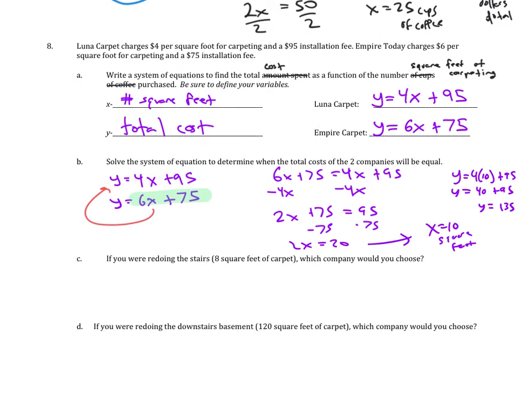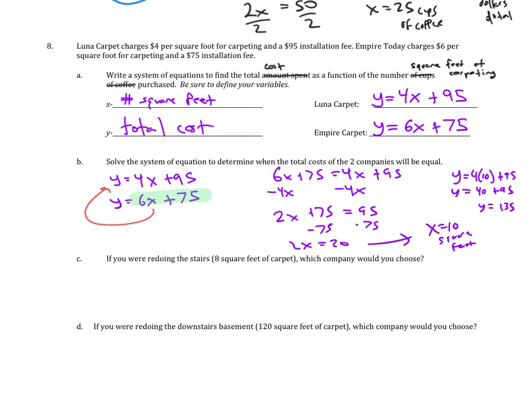Alright, let's check your answer here. You should set the two equations equal to each other, and as you go through and solve it, make sure you follow the steps. We get x is 10 and y is 135. So if you have 10 square feet of carpeting, you're going to have the same total cost for both, 135. So now let's look at part C and D.